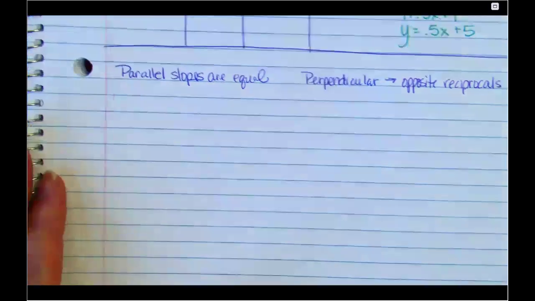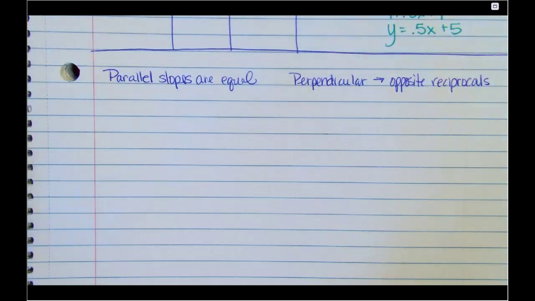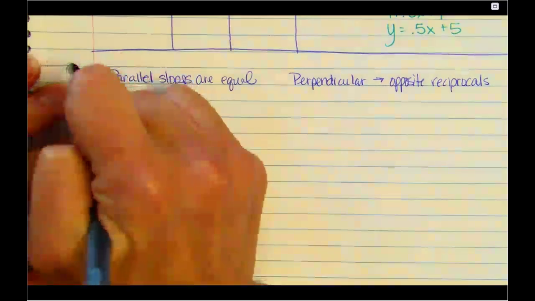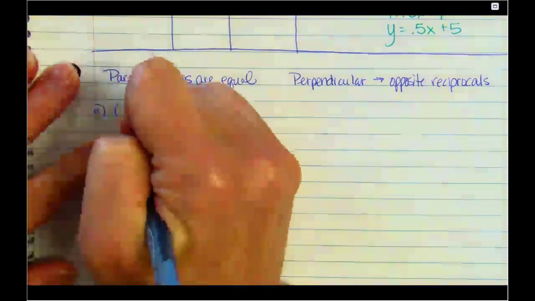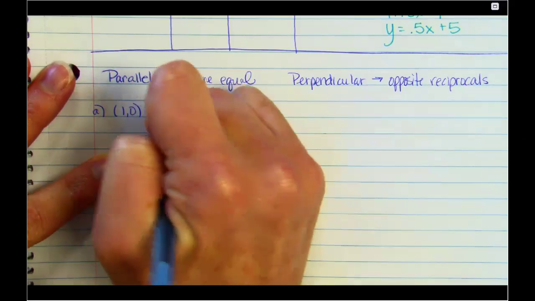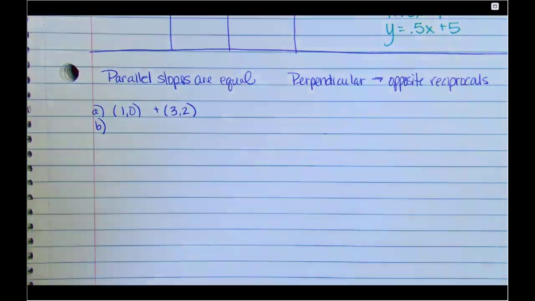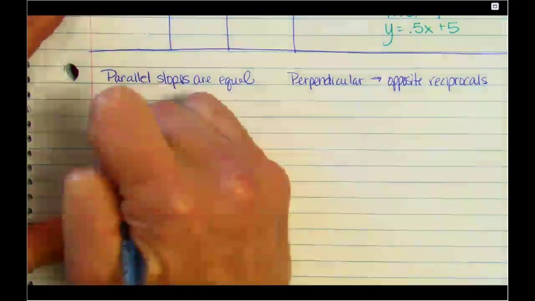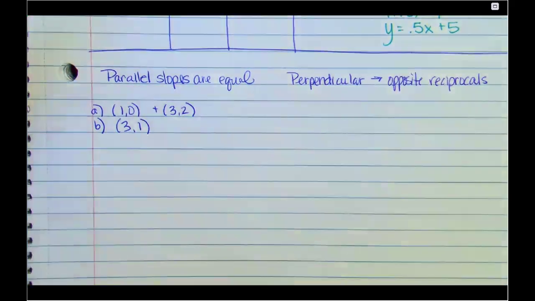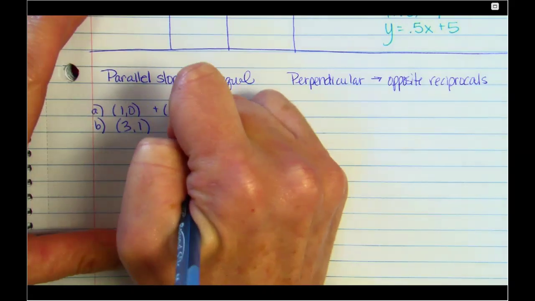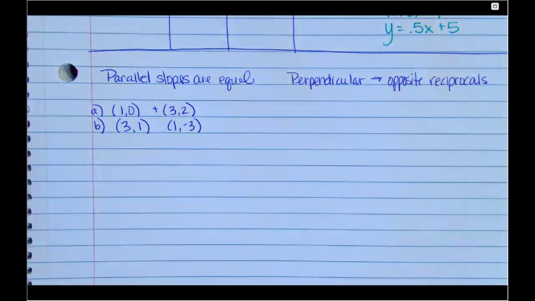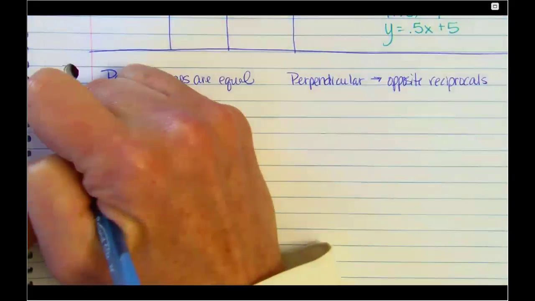Okay, so here's what I want us to be able to do. This is something I forgot to talk about yesterday. Let's take a look at a couple sets of points here. Let's say we've got this set of points that is (1, 0) and (3, 2). That's going to be line A. Line B is going to be (3, 1) and (1, -3). Okay, so two lines here. This is line A, line B.